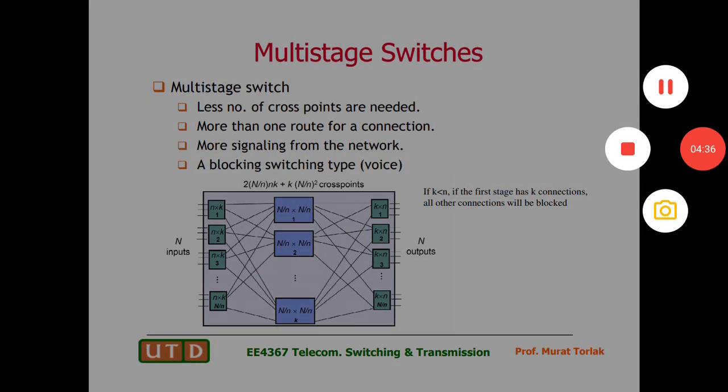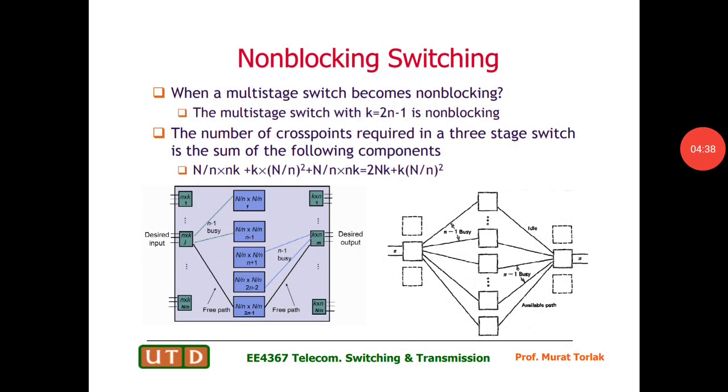Non-blocking switching. When does a multi-stage switch become non-blocking? A multi-stage switch with k equal to 2n minus 1 is non-blocking. The number of cross points required in a 3-stage switch is the sum of the following components. These are the equations of non-blocking system.